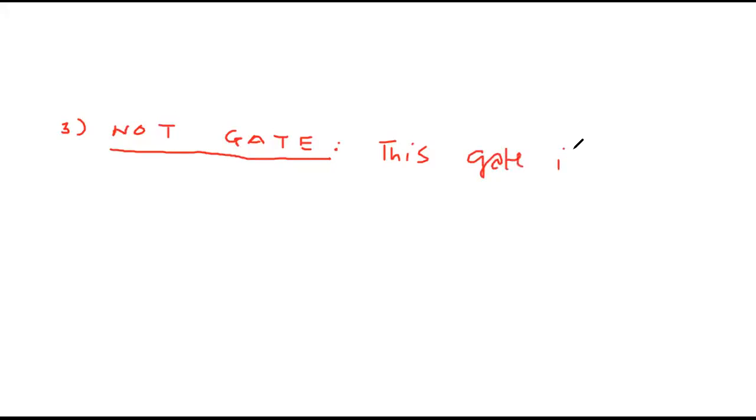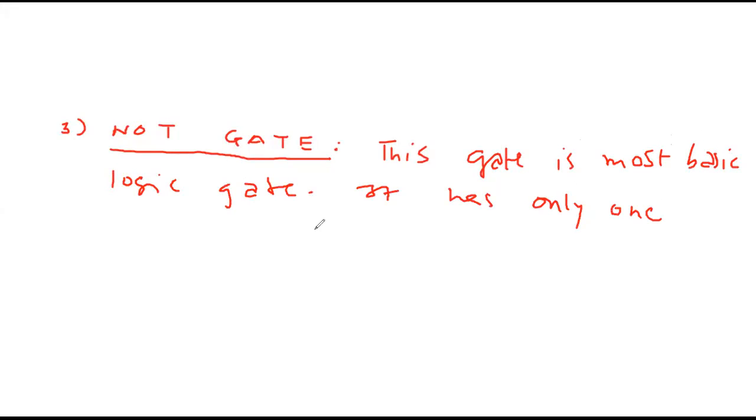Third gate is called the NOT gate. This gate is the most basic logic gate. It has only one input and one output. The rest of the gates have a minimum of two inputs.